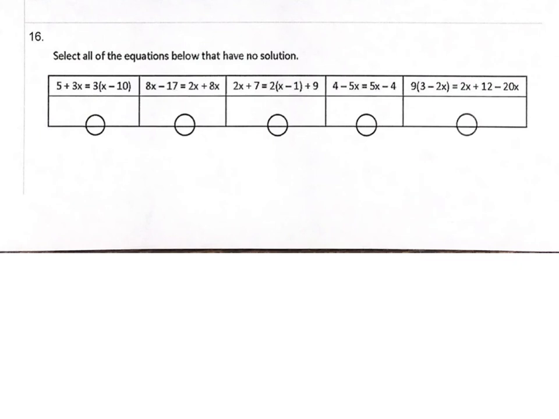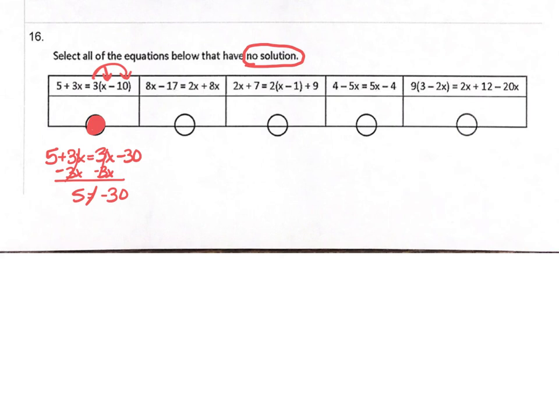Number 16, we're going to select all the equations that have no solution. Remember, we don't have to entirely solve these. We're going to get to the point where we have an x term on each side, and if they're the same, but the numbers are different, then it's no solution. So this first one, 5 plus 3x equals 3 times x is 3x, 3 times negative 10 is negative 30. So we will end up with 5 equals negative 30, so no solution.